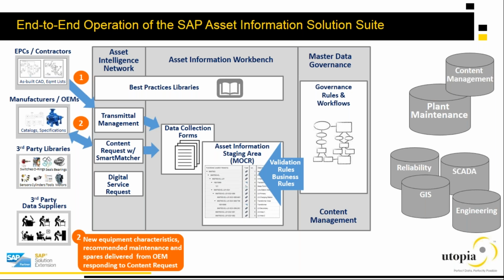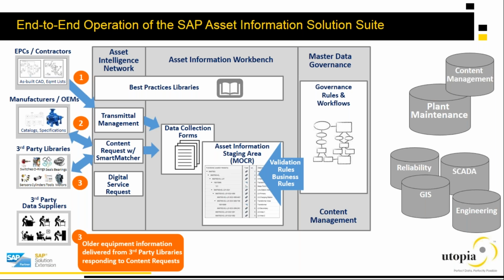The second area, new equipment and characteristics as they come in, as things change on a daily basis. New equipment characteristics, maintenance plans, spares will come through from those OEMs, potentially through the AIN network and into, again, that asset information staging area. Information, if this is, for example, a brownfield program, information about older equipment can then be delivered from third-party data sources, libraries, that exist in AIN.